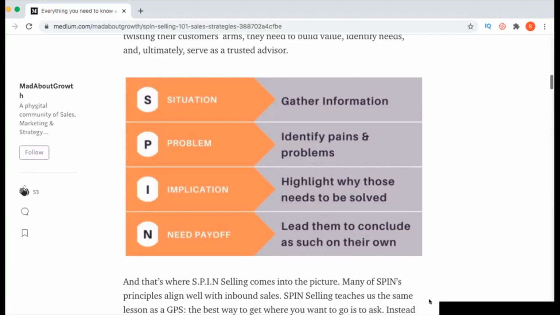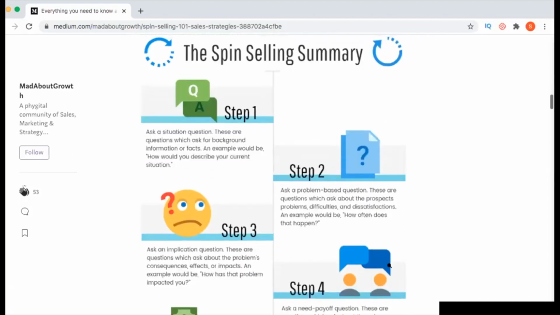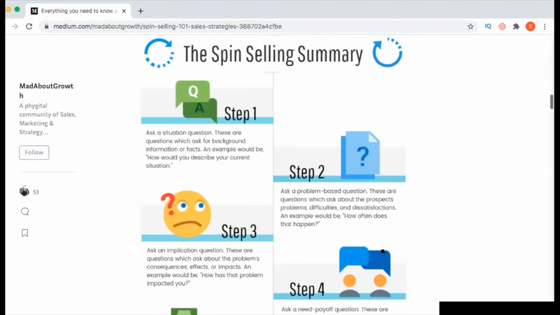So basically, why those needs need to be solved is because the pain exists, so obviously there needs to be a solution for it. That's another way of going one step further. And lastly would be the need payoff, basically leading them to the final solution. If we go through the entire summary, it's similar to what they do in consultative selling.